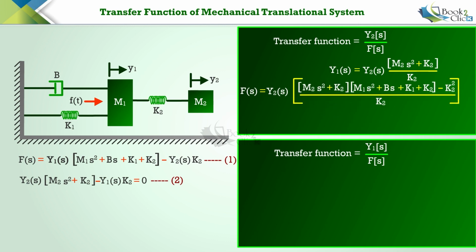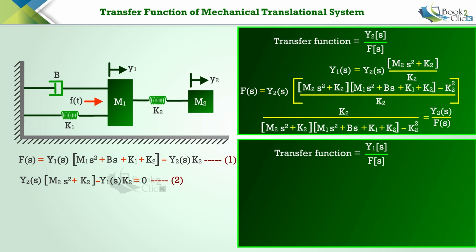Rearrange this equation to group all the terms having y2 of s. Finally, move f of s to the right-hand side of the equation and the terms within the bracket to the left-hand side of the equation. This equation, y2 of s divided by f of s, represents the transfer function of the given system.